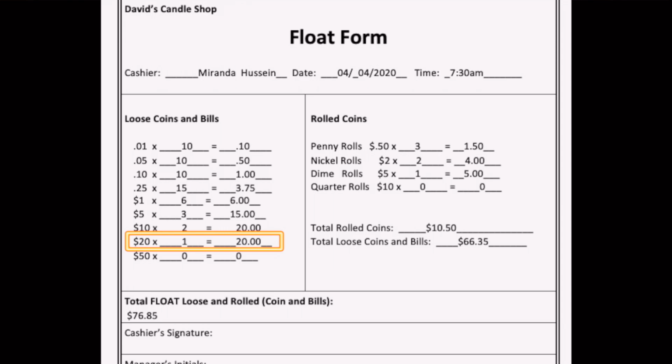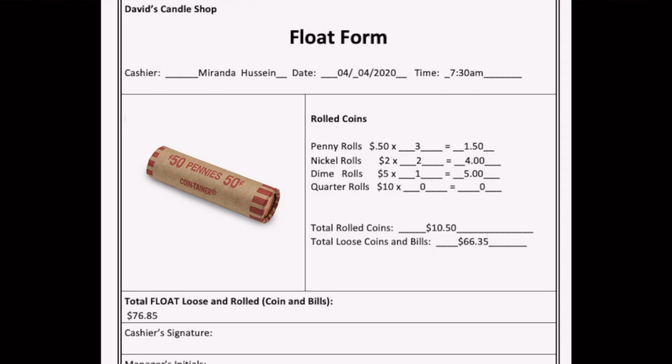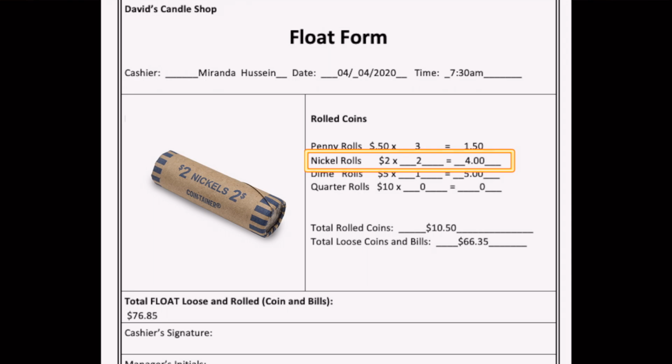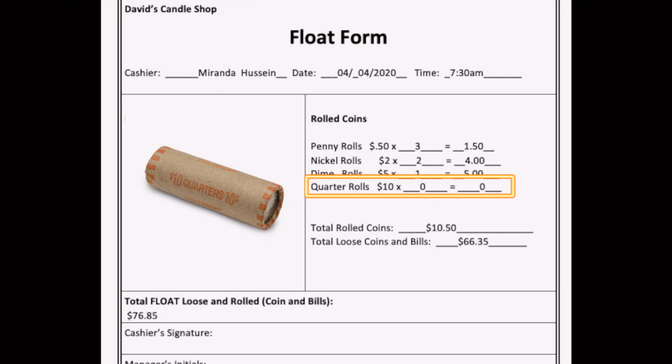Now, let's look at rolled coins. Notice, only coins are rolled, never bills. 1 roll of pennies has 50 pennies and equals 50 cents. 3 penny rolls equals $1.50. 1 roll of nickels has 40 nickels and equals $2. 2 nickel rolls equals $4. 1 roll of dimes has 50 dimes and equals $5. 1 dime roll equals $5. 1 quarter roll has 40 quarters and equals $10. There are no rolled quarters in this example.